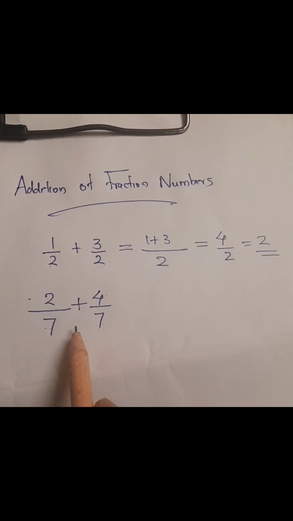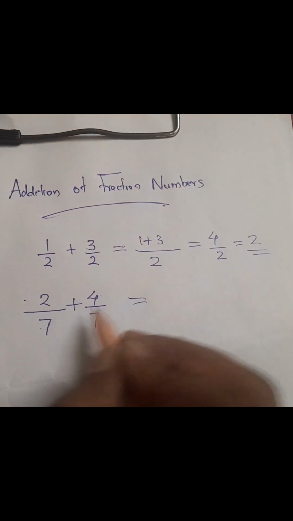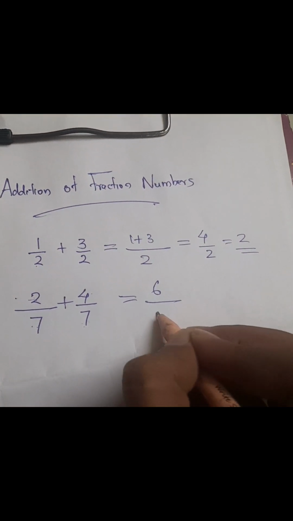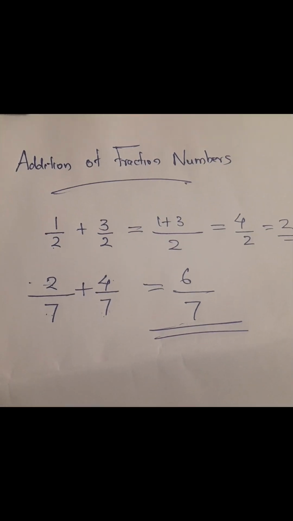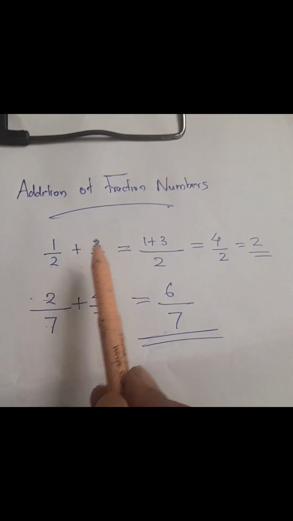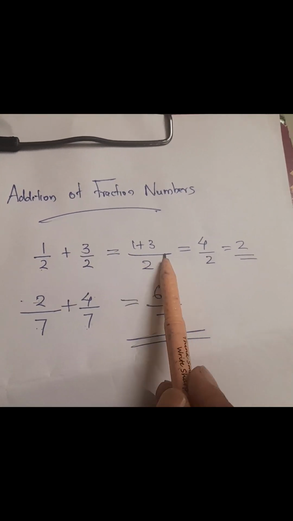In 4 by 7, 4 is the numerator and 7 is the denominator. Both denominators are the same, so we simply add the numerators. 2 plus 4 is 6. 6 by 7. 6 by 7 is the answer. So, for addition of two fractions with the same denominator, we can simply add the numerators.